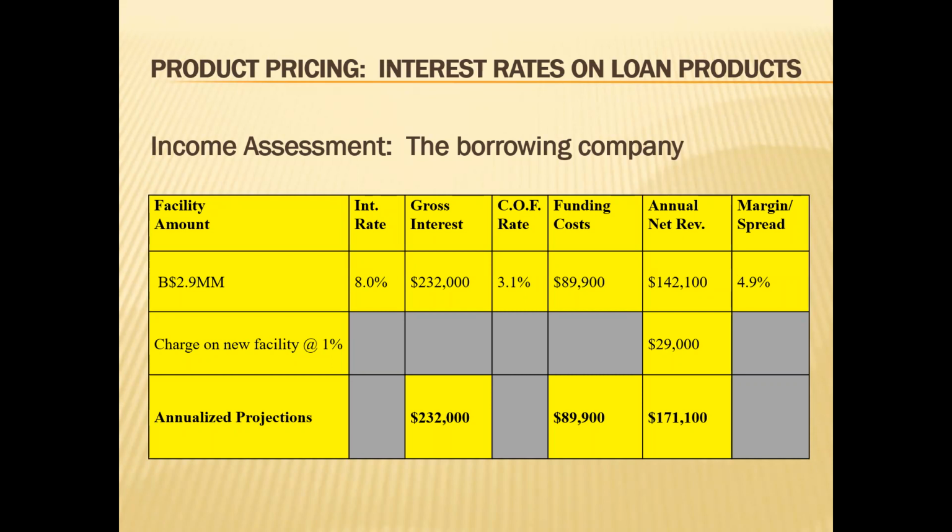And then of course, each product, the totals that you make off that, less your cost of funding, giving you net revenue. So again, you'll have something like this for each facility that a borrowing customer may have, whether that's a loan, overdraft, or whatever it is.